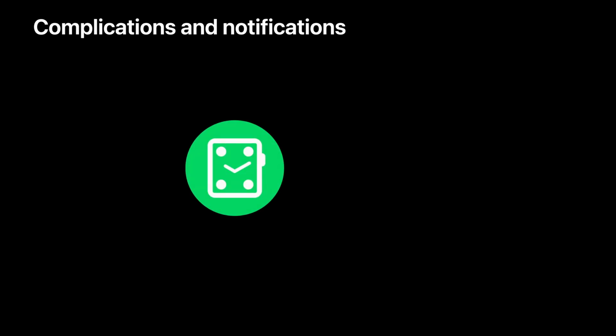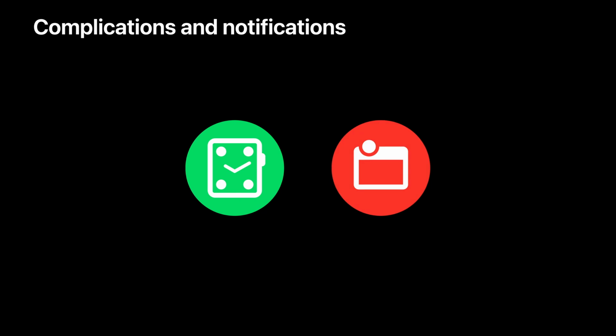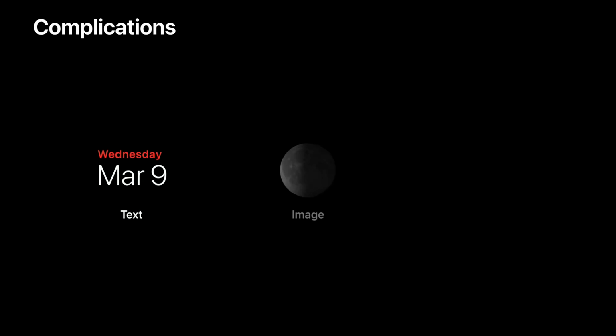Now, before we move on from visual accessibility, I'd like to highlight 2 more things: complications and notifications. Complications are a high-traffic window into your app, so of course, they also need to provide information in an accessible way. There are many different types of complications, but most of them will be made up of 3 different components: text, images, and symbols.